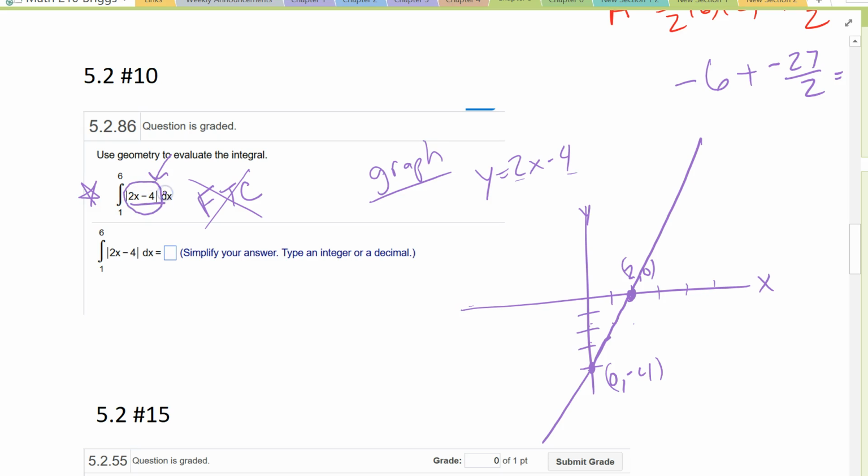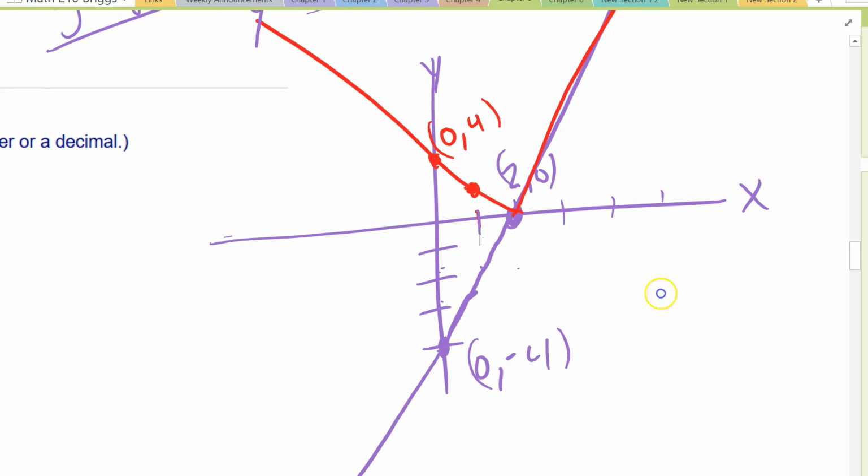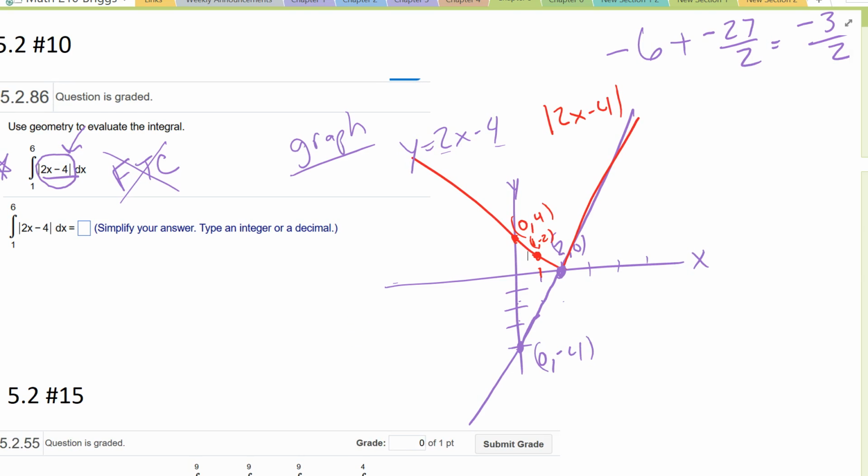So if I was to graph the absolute value of 2x minus 4, then I'm just going to reflect it here. So this point would be 0, 4. And I can plug in my points. If I plug in 1, I have 2 minus 4, which would be a minus 2, but that's positive because it's the absolute value. So this point would be 1, 2. And then if I plug in the point 6, I would have 2 times 6 minus 4, which would give me 8. So this point is 6, 8.